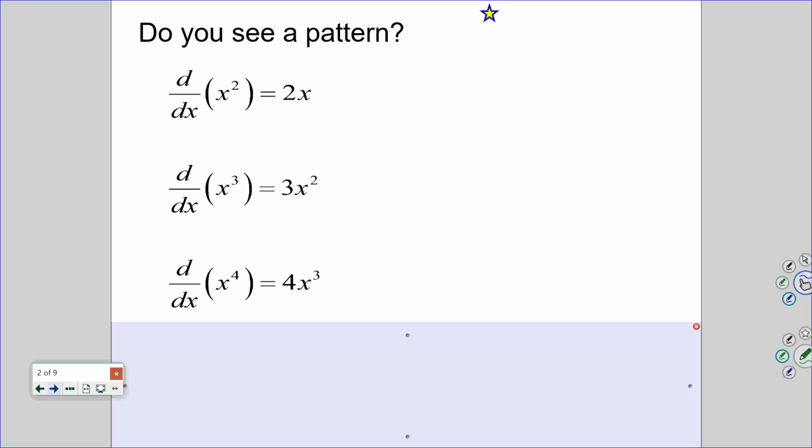I want you to look at this next page here. I wrote down the derivatives of what happens for the function y equals x squared, y equals x cubed, and y equals x to the 4th. I'd like for you to pause the video here and try to see if you can come up with a pattern that you notice with these derivatives. So just take a second, pause the video here, and see if you can figure out a pattern.